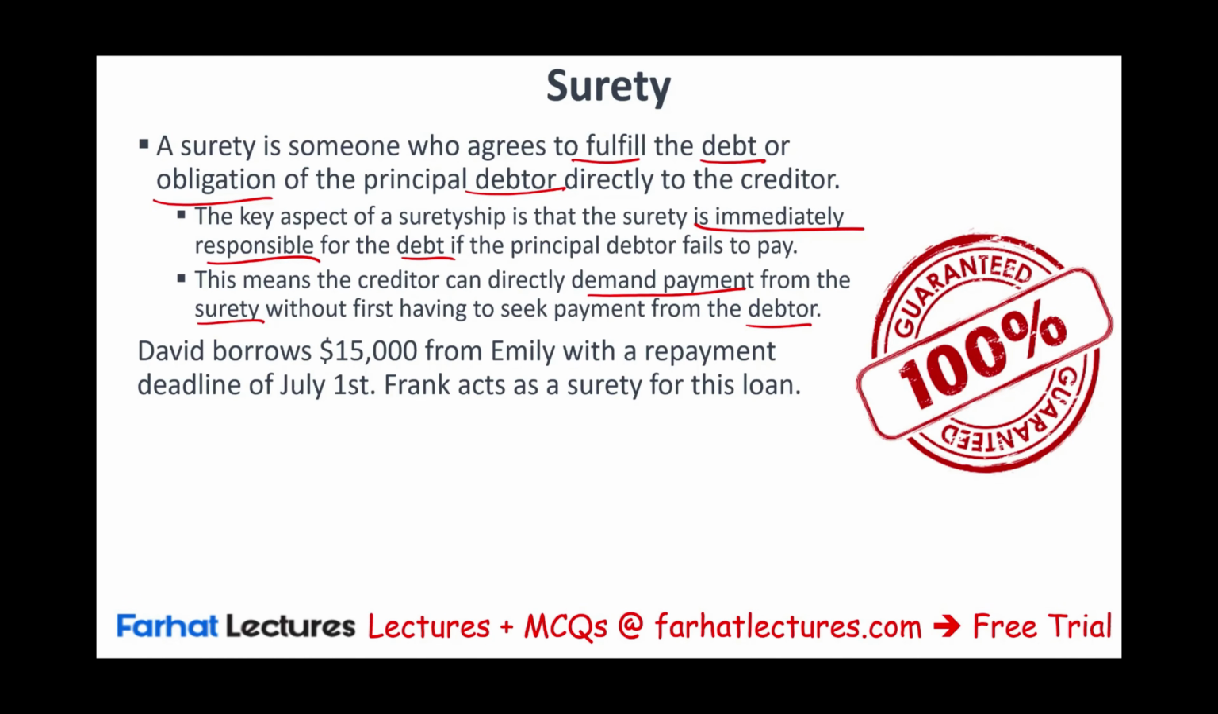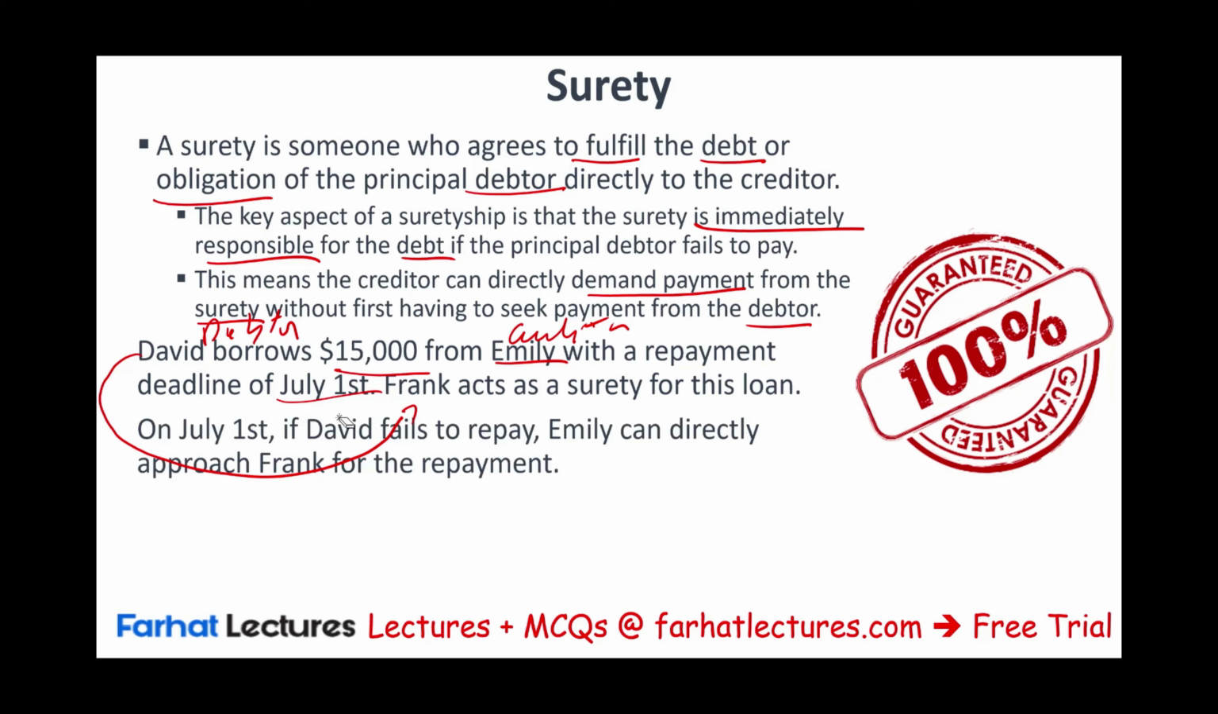Example, David borrows $15,000 from Emily. So Emily here is the creditor, David is the debtor, with the repayment deadline on July 1st. Frank acts as surety for this loan. Simply put, David needs someone to help him. Frank is willing to do that.